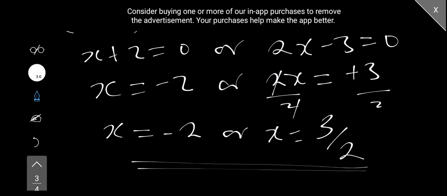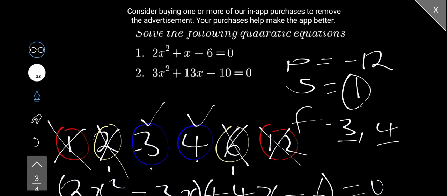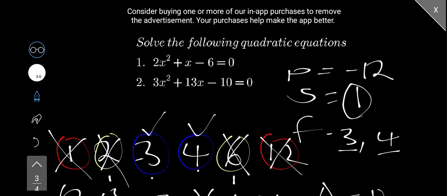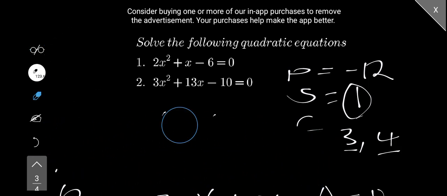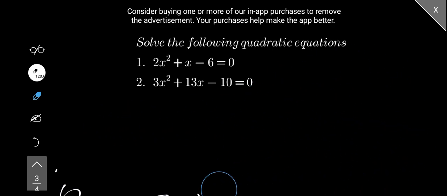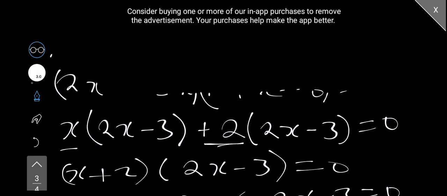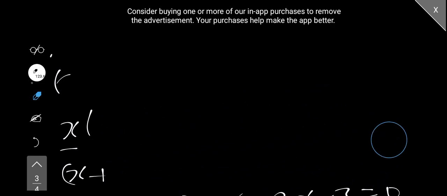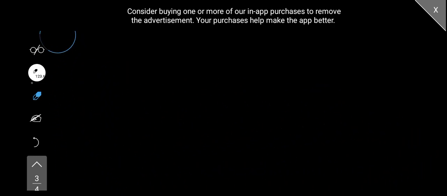Quadratic equation. Hope you have gotten me right on how to find the factors. So we are going to do the last example where we are solving for 3x squared plus 13x minus 10 is equal to 0. So let's try that one. Erase all these. Start afresh. So you are free to pause the video and try the second one.